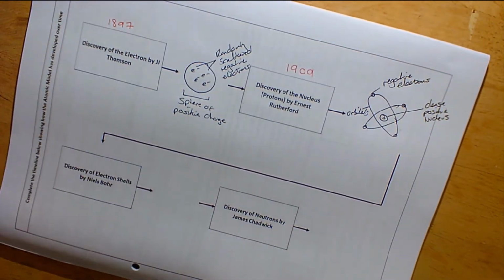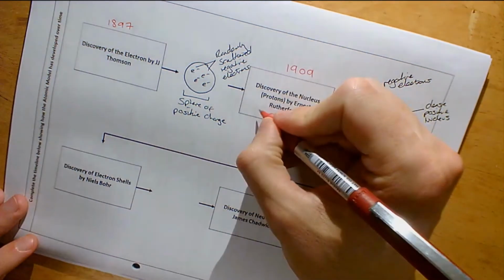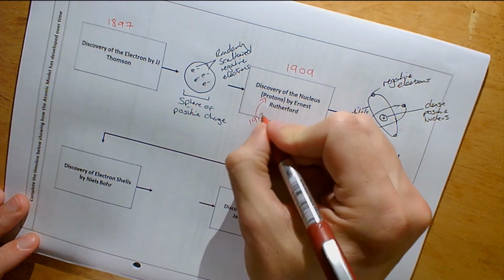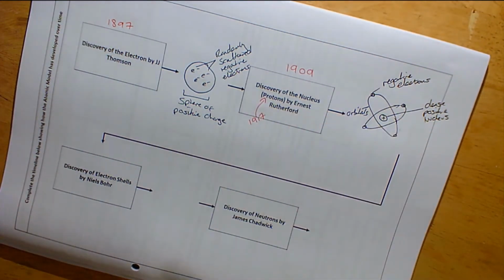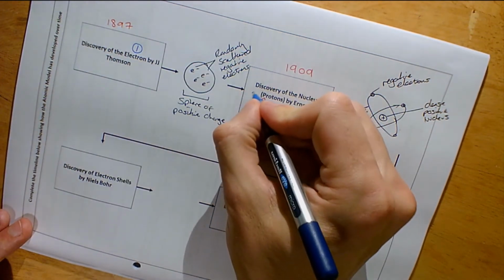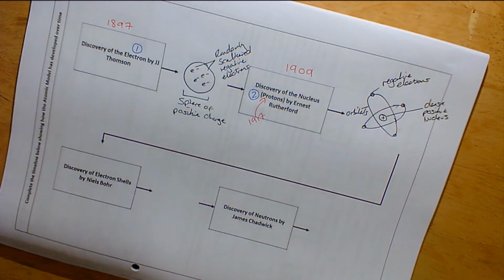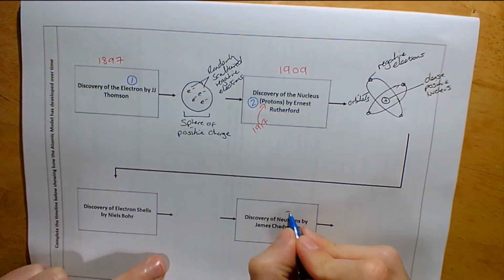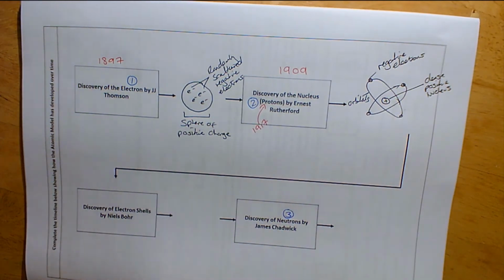So it wasn't until 1917 that the protons were actually discovered. So up until then, they just thought it was a dense positive nucleus. It wasn't until 1917 that they confirmed the proton. So in terms of the order of discovery, we've got the electron is discovered first, followed by the proton, which obviously tells us that the last subatomic particle to be discovered was, of course, the neutron.